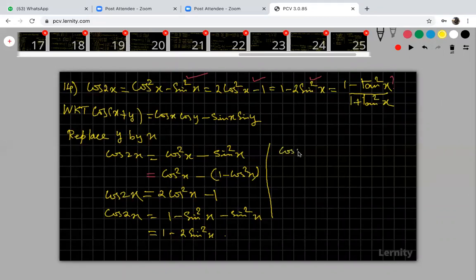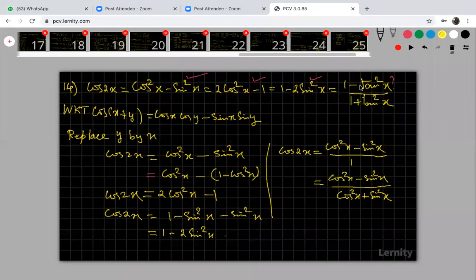So your cos 2x is cos square x minus sin square x divided by what is in the denominator, this one. Simply cos square x minus sin square x means that is divided by 1. So I'm going to substitute that 1 as cos square x plus sin square x. What is your 1? Your 1 is cos square x plus sin square x.